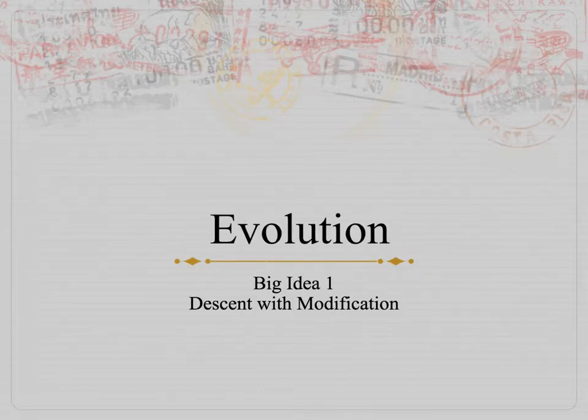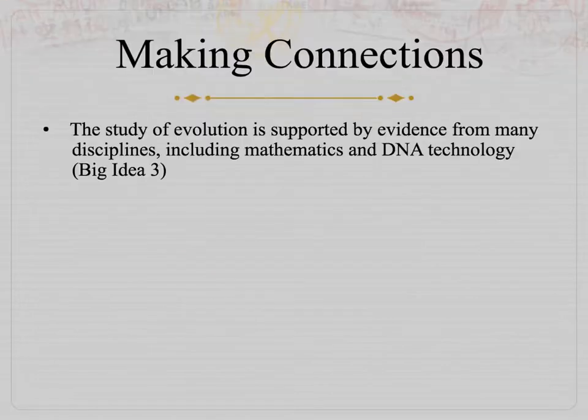So we are about to talk about evolution today, which is big idea one. I've broken down our notes into several different sections, and this is the first one. We're going to talk about descent with modification and Darwin and some of his ideas.